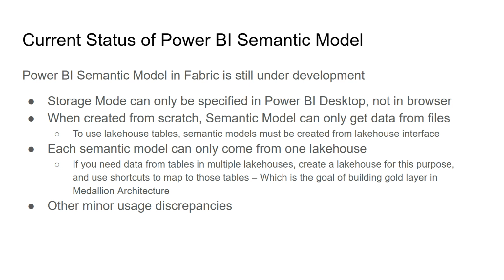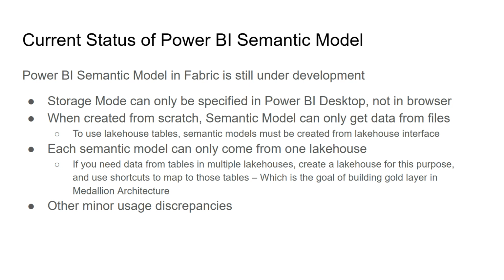Then when you create a semantic model from scratch in the Fabric interface, it will only get data from files. If you want to use lakehouse tables, you cannot go through the workspace interface to get a semantic model. You have to go through a lakehouse interface. Then each semantic model can only get data from one lakehouse, but one lakehouse can have multiple semantic models.